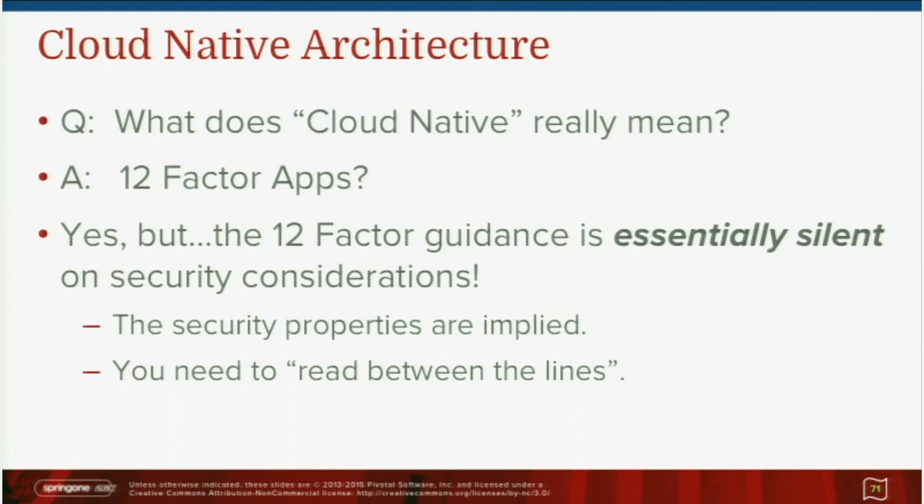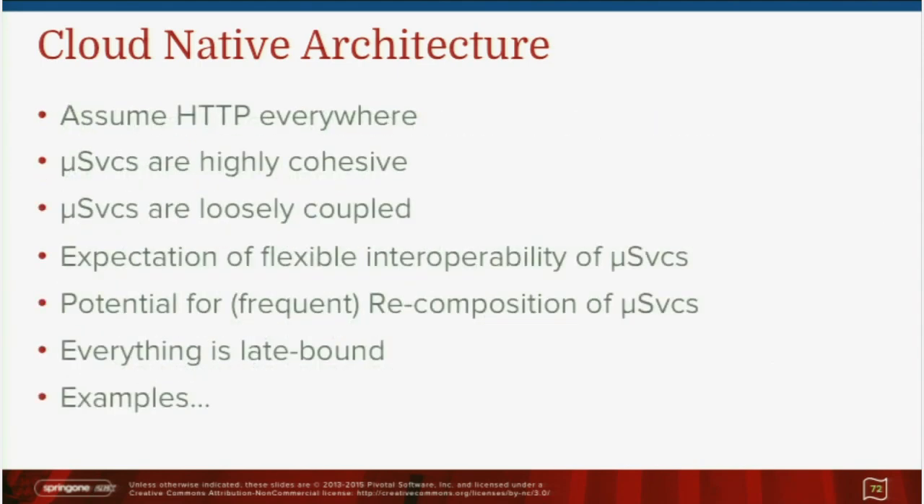So 12-factor guidance is totally silent. It really is essentially silent, maybe not totally. It mentions the word credentials once, but security not once. At the end of the day, we've got to read between the lines and figure out what the implications are for our security. And this beautiful static picture that we've given you, right? Here's literally a fortress of security. And how does that change when I start doing this 12-factor thing?